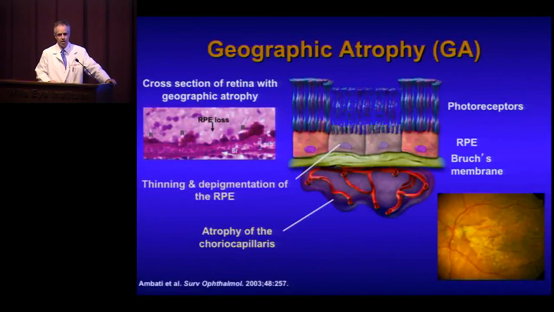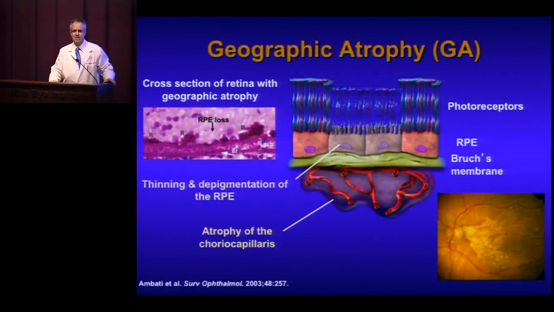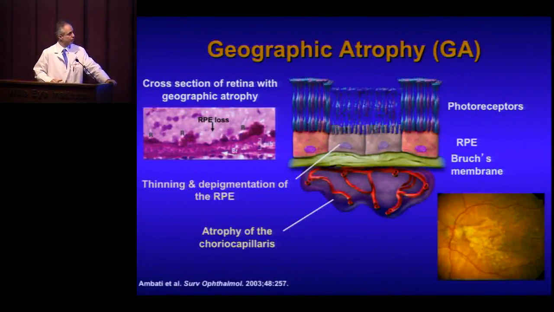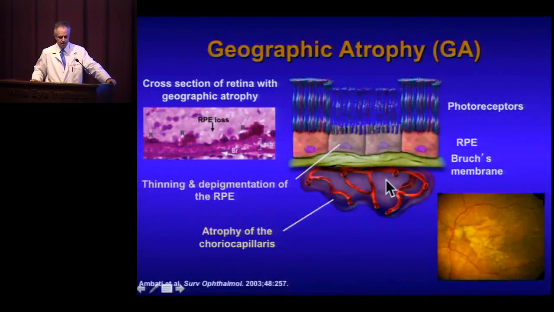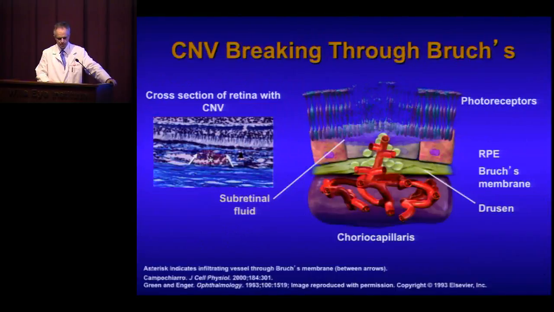But as time goes on, with increasing Bruch's membrane disease, RPE dropout, death, of course, degeneration will occur, secondarily affecting the photoreceptors with photoreceptor loss and atrophy of the choriocapillaris. So all of these layers above and below will be affected as Bruch's membrane becomes increasingly diseased.